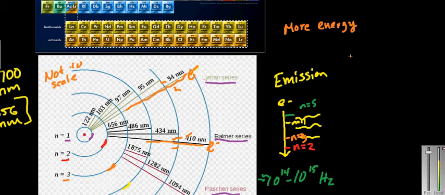And remember that when energy goes up, what happens to the wavelength? Well, when the energy goes up, the wavelength is going to be smaller. So that's why these wavelengths are so small, because the energy is coming down a lot further.